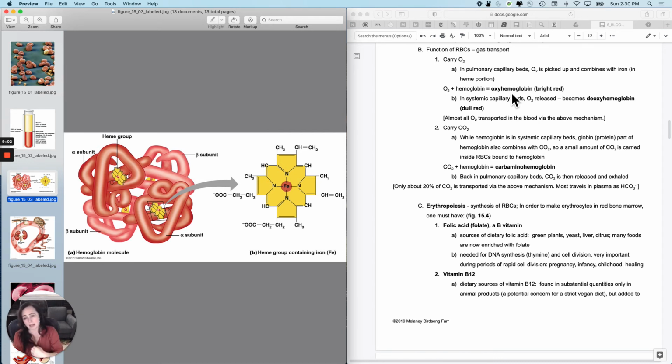Then it circulates back to the heart and is pumped to the systemic capillaries, and then oxygen is released so that the tissues can use it for cellular respiration. As it goes through the systemic capillary beds, it becomes deoxyhemoglobin. Back to the heart, pump it back to the lungs, oxyhemoglobin. Back to the heart, back to the systemic capillary beds, deoxyhemoglobin. So it's kind of like an oxygen ferry, toot toot. Deoxyhemoglobin is kind of duller red. Almost all of the oxygen in your body is transported via this mechanism. There's always a little bit dissolved in the blood plasma, but this is the primary way that you get oxygen to move around.